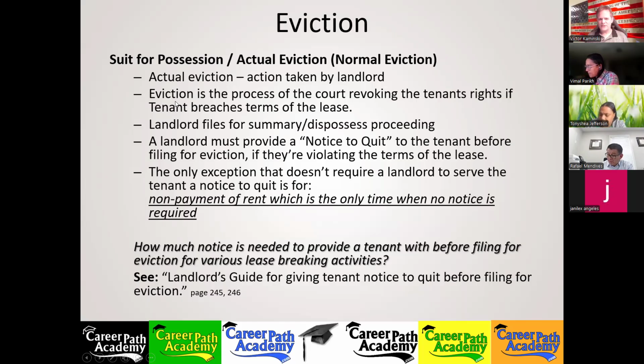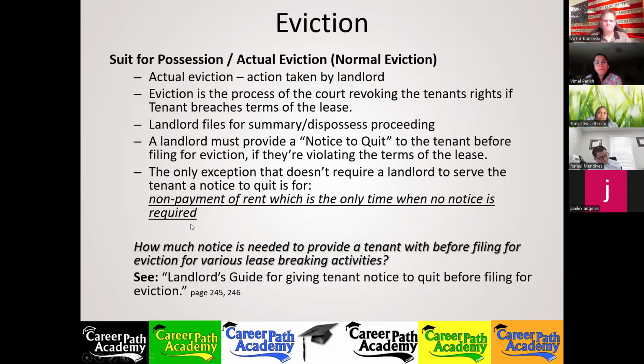And what is eviction? It's the process of the court revoking the tenant's right if the tenants breach the terms of the lease. So the landlord files for what's known as a summary or dispossess proceeding, and the landlord must provide a notice to quit to the tenant before filing for eviction, if it's for violating the terms of the lease other than non-payment of rent. Because for non-payment of rent, no notice needs to be provided to the tenant.